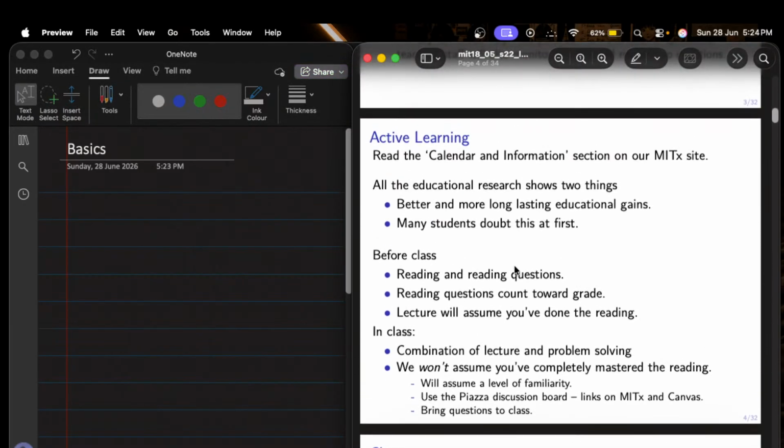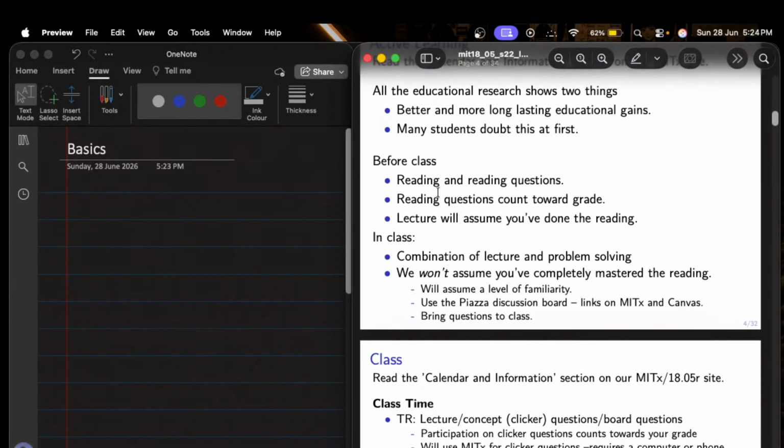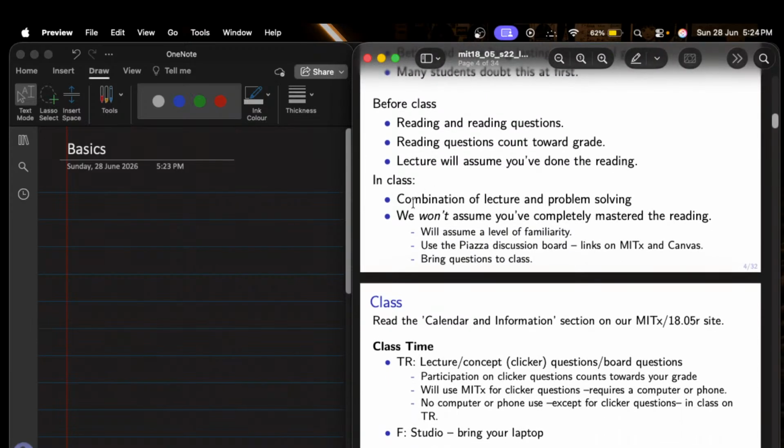So what is active reading? Read the calendar information. Before classes, reading and reading questions. Reading questions count towards grade. Lecture: we assume you are done reading. In class, combination of lecture and problem solving. We won't assume you have completely mastered the reading. We will assume a level of familiarity.